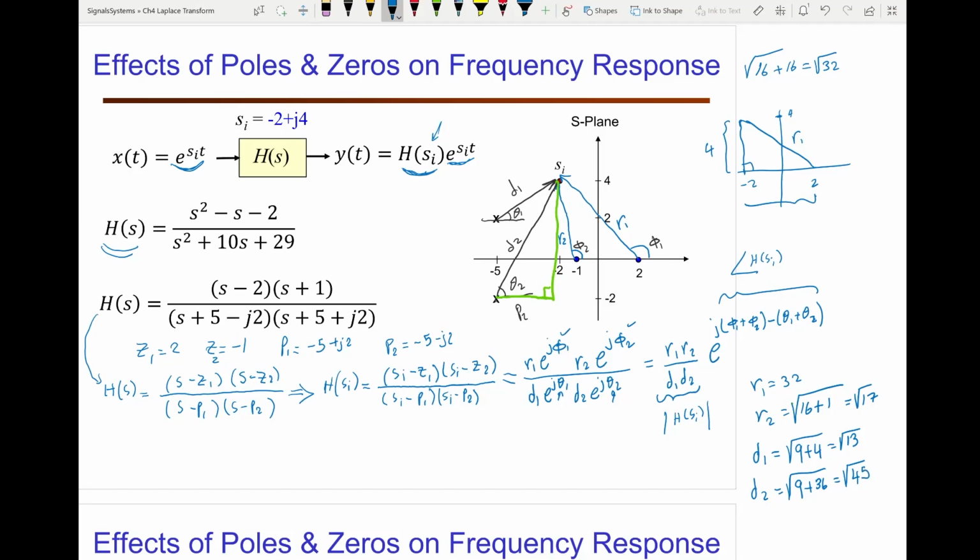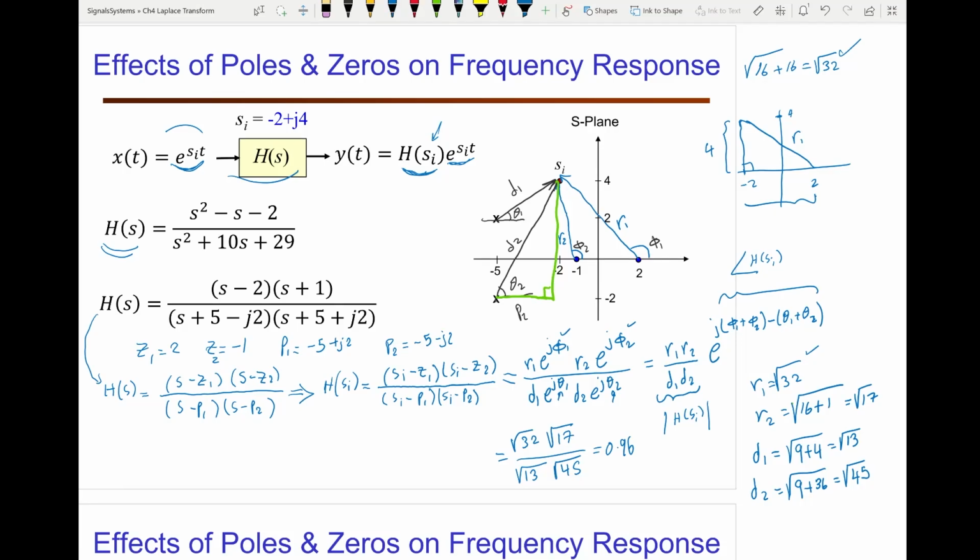R1, it should be square root. Okay, so the magnitude then will be R1 times R2, square root of 32 times square root of 17, divided by square root of 13 times square root of 45. And if you calculate these, you should get 0.96. So this system will attenuate this frequency by 4%. Instead of amplitude 1, now it will be 0.96.